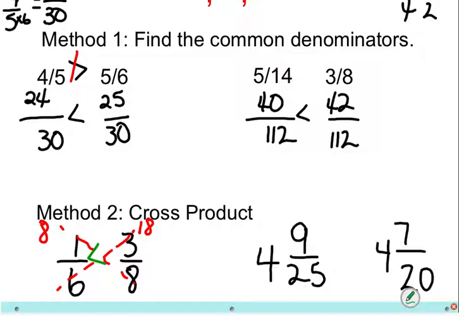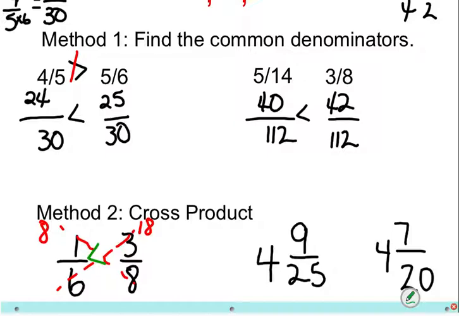I don't have to multiply the denominators. Okay? Can I compare these two? Can I leave them as a mixed number? Yes. Why not? They're both 4. They're going to equal each other out, right?